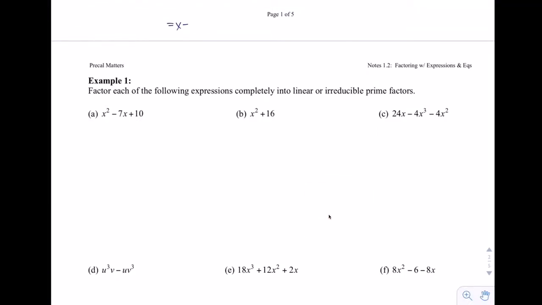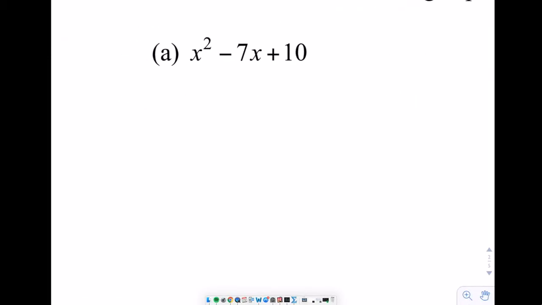We're recording. So we're on 1.2, example 1. It says for each of the following expressions, not equations, right, factor completely into linear or irreducible prime factors. Okay, so let's just redo 1a.